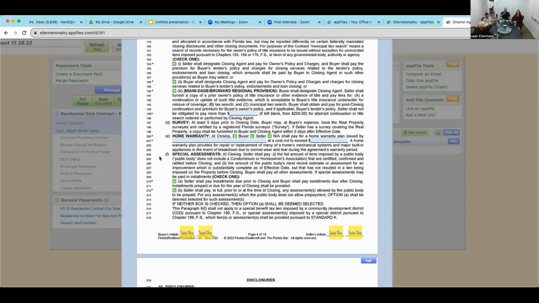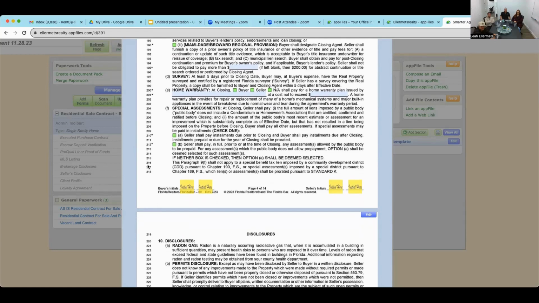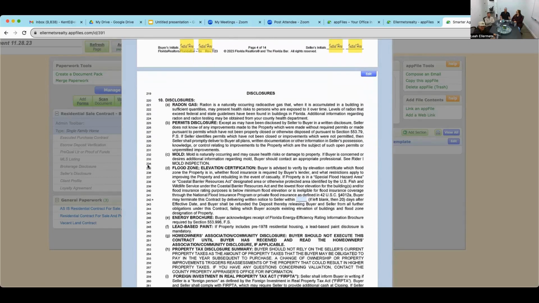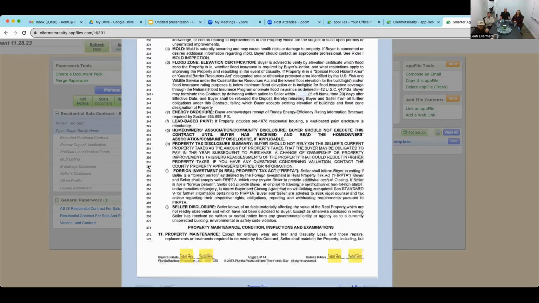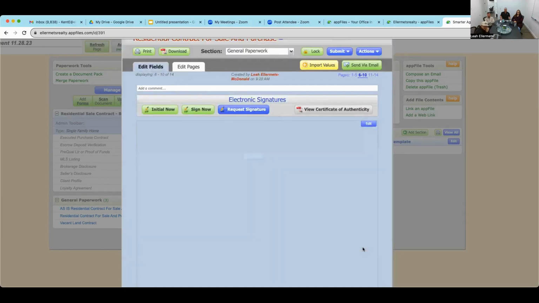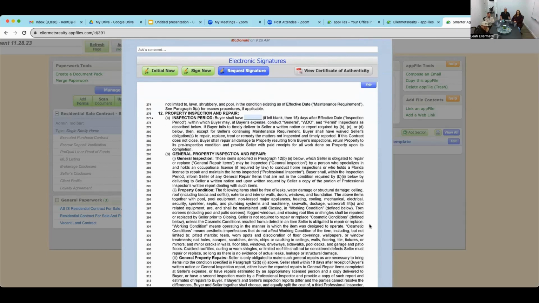Special assessments, excuse me. It's the same as the as-is, which typically, again, seller pays prior to closing, buyer after closing. These are all the same as the other contract. I have to go through and highlight the differences in these two.